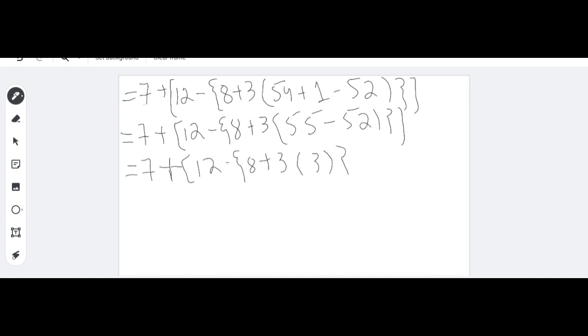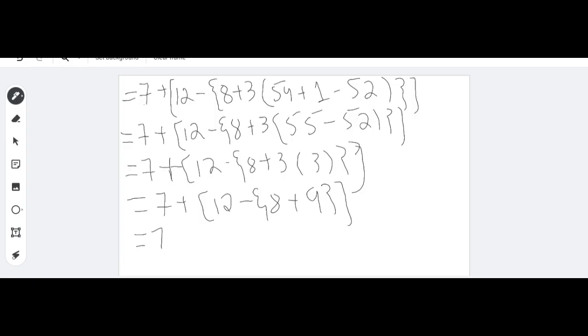Now what do I have to do here? Multiplication. Yes, 3 multiplied by 3. 7 plus 12 minus 8, 3 into 3, 9. And now this bracket is closed. Finish. Now I have to solve the curly bracket.